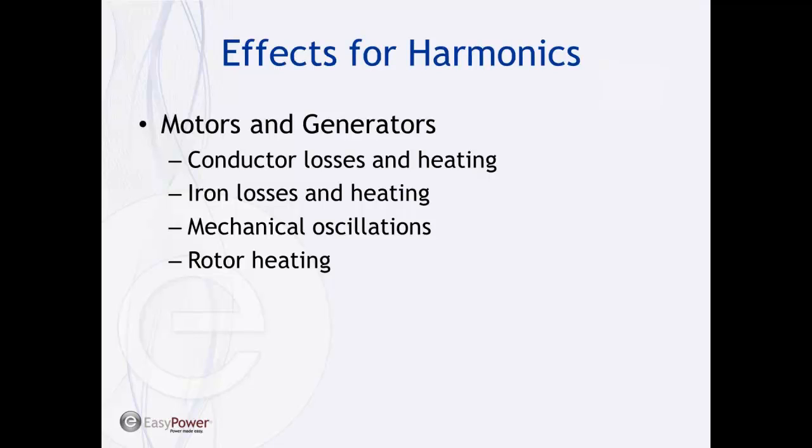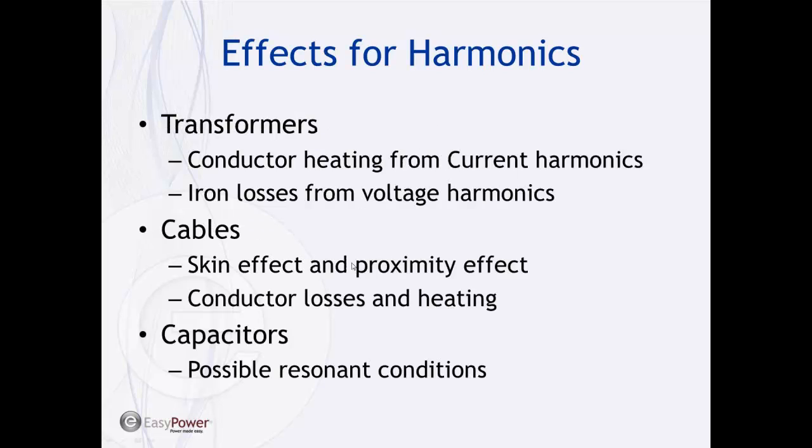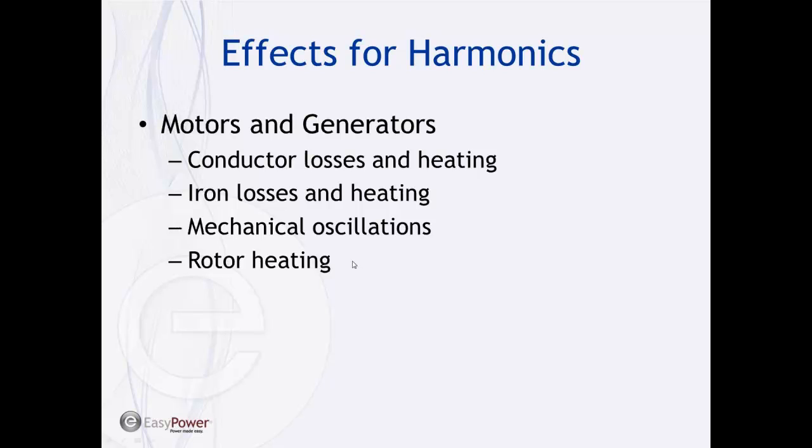For motors and generators, there's going to be conductor losses and heating because of the higher harmonics. There's going to be more iron losses and heating because of that. There might be some mechanical oscillations specifically from the 5th and 7th harmonics. And then there will be additional rotor heating. Any harmonic that's higher than the fundamental is going to go right through into the rotor circuit.